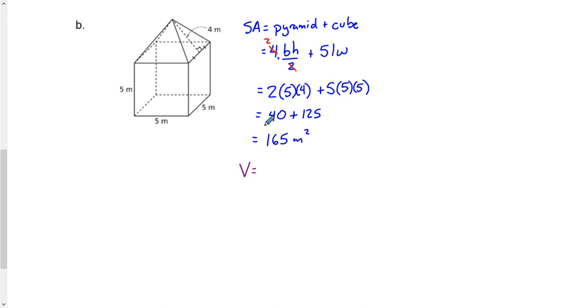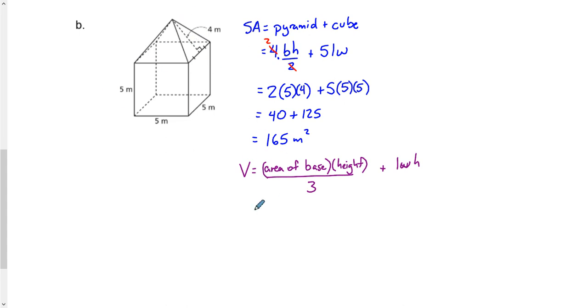To find out our volume, again, we're going to be finding out the volume of the pyramid and the volume of the cube. So the volume of any kind of pyramid is the area of the base multiplied by the height divided by 3. For the cube, well, it's just going to be length times width times height, which is the area of the base times the height.